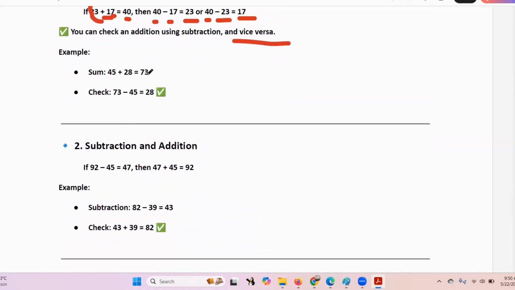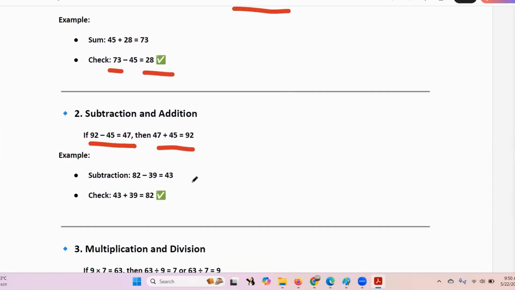45 plus 28 is equal to 73. And then for checking we are doing 73 minus 45 equal to 28. Similarly for subtraction here also it is correct. Sir, I have a doubt. In this, 45 plus 28 equals 73, then the check is 73 minus 45 equals 28. So, sir, can I also do 73 minus 28 equals 45?